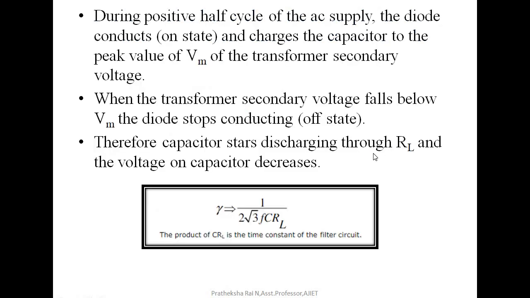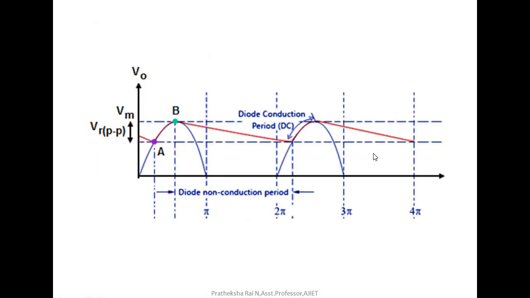So what happens during the positive half cycle of the AC supply? The diode conducts, it is in the on state, and because of this the capacitor starts to charge. To how much value? To the peak value Vm of the transformer secondary voltage. Now, when the transformer secondary voltage falls below Vm, the diode stops conducting, that is, it is in the off state. Now the capacitor starts discharging through RL and the voltage on the capacitor decreases. So let's see the output waveform here.